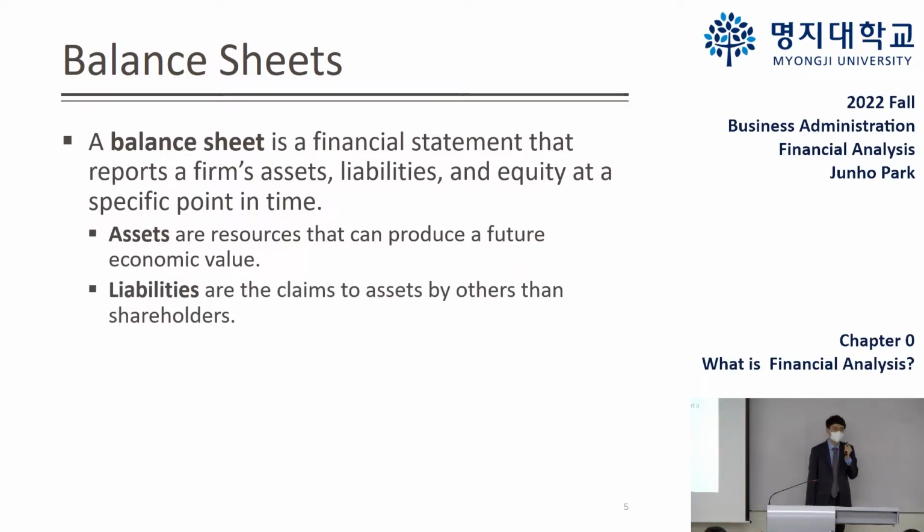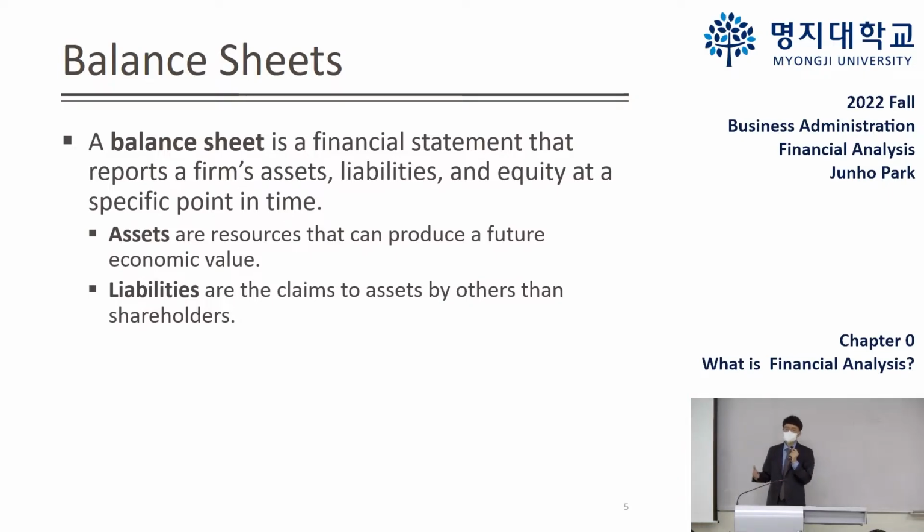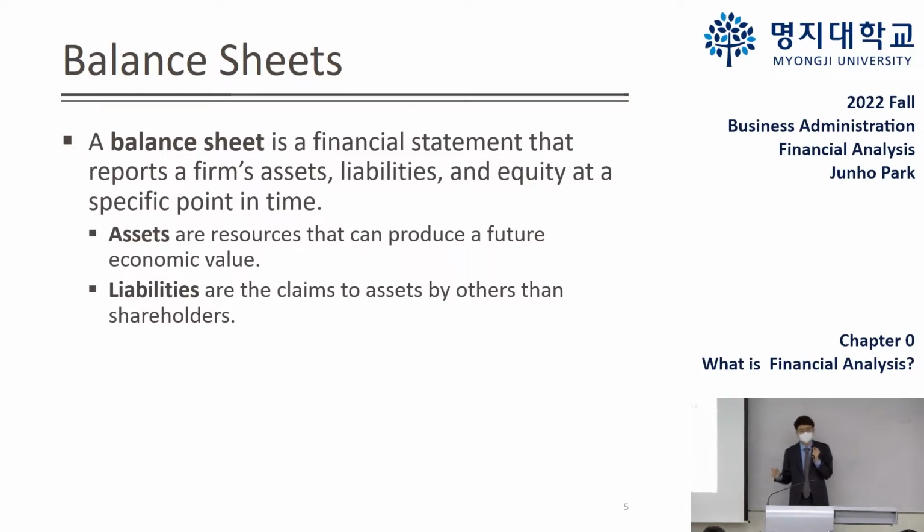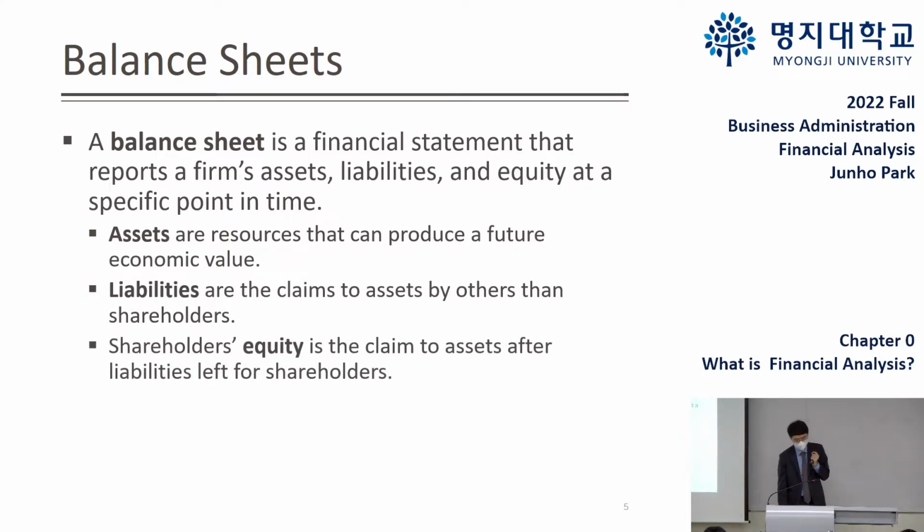The second thing is liability. So liabilities are the claims to assets. However, it is the claims by others than shareholders. So someone who is not a shareholder, if they have some rights to take something from your company, then it is called liabilities. And finally, we have equity, in shortened word, or shareholders' equity, precisely, which is the claim to assets but by the shareholders themselves.